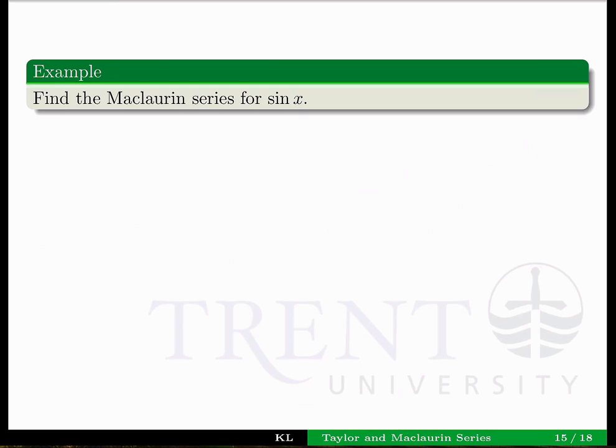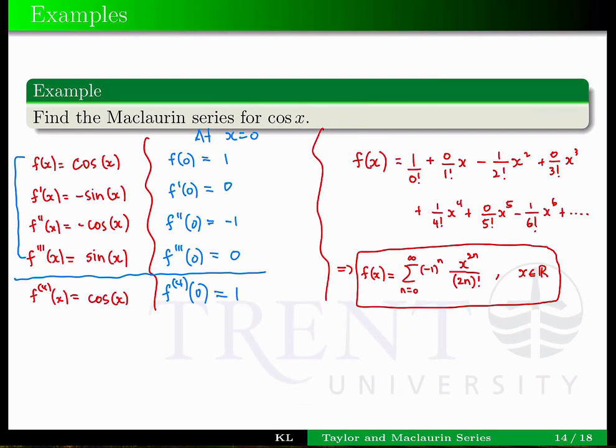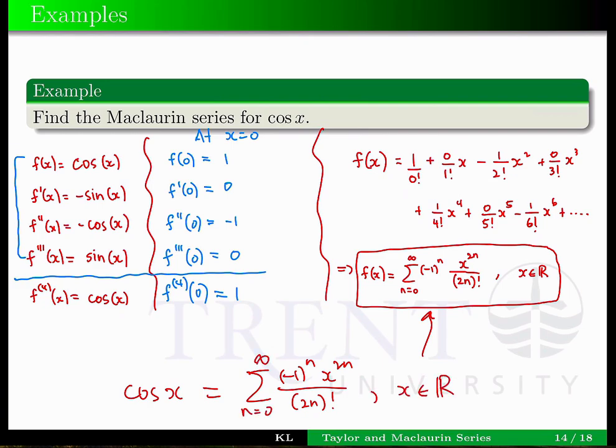Next, we want to find the Maclaurin series for sin x. What do we do? Well, we can use this fact here. This is cosine x, let me emphasize that. Cosine x equals the power series, sum from n equals 0 to plus infinity of negative 1 to the n x to the 2n divided by 2n factorial, where x is in the set of real numbers.